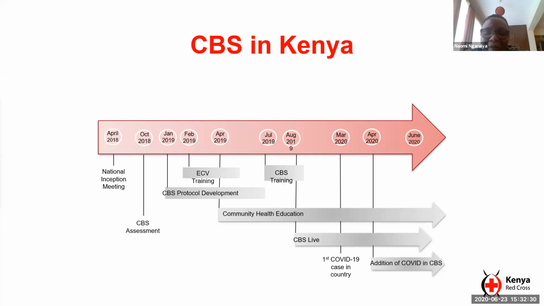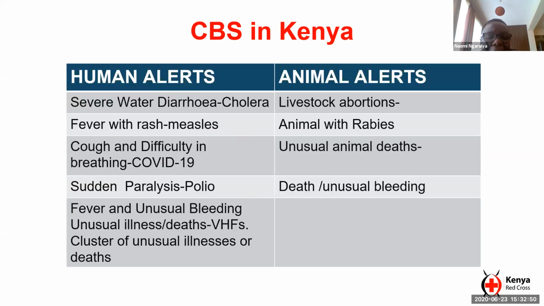Even now, the 723 volunteers have been sensitized about COVID and the 258 are able to report for the same. So we can say this is working for us and we hope that the system will continue and the government picks and adapts it. After we introduced the CBS, the government has been able to review its IDSR toolkit and they have integrated the CBS, but they have not launched it officially.